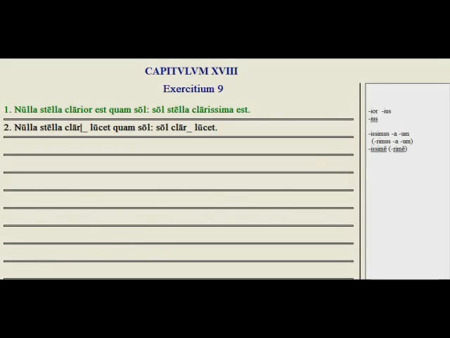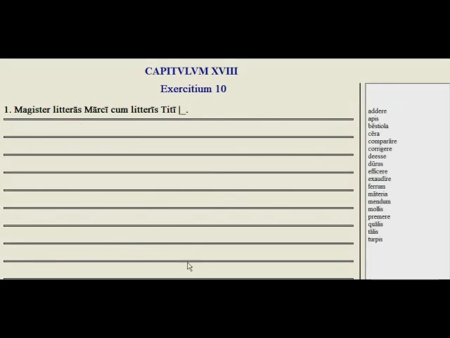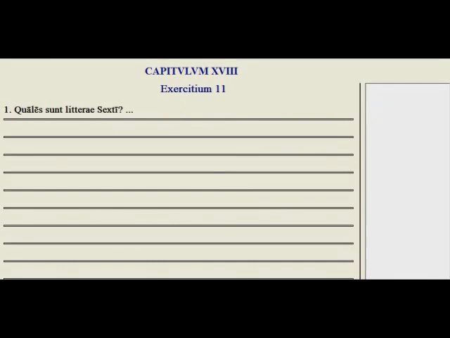Let's try exercise 10. Okay, we have our vocabulary exercise. You know how to do that. Exercise 11. Question and answer.